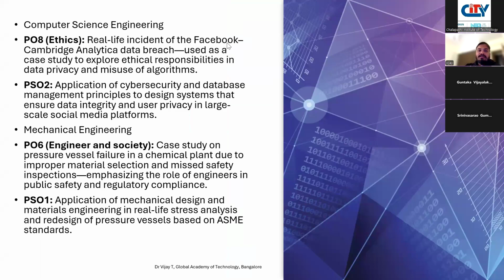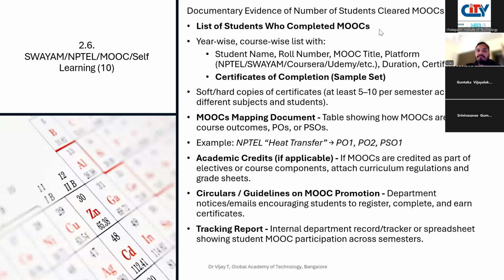This is again in general. Okay. So 2.6 is going to be Swayam, NPTEL, MOOC, and self-learning. So here your students might have done various other courses apart from Swayam and NPTEL. But clearly, if it is a proctored examination like NPTEL and Swayam, then you can go ahead and list it and claim it for 10 marks.